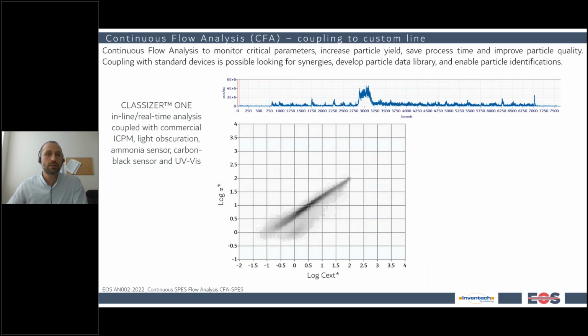Let me show you the last but not the least example about inline online quality control. In this case, for example, let me show you the typical data coming from a system of particles changing in time. We have a reactor in this case. As you can see, considering the numerical particle concentration in time, there are different events, and there is a huge one after 3000 seconds. And then again, there are different events here.